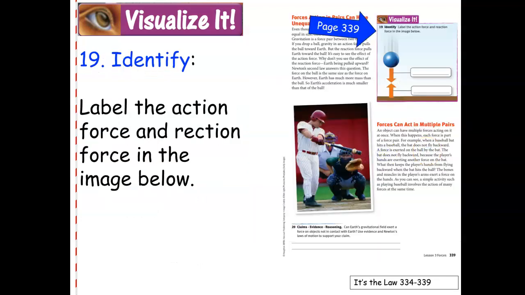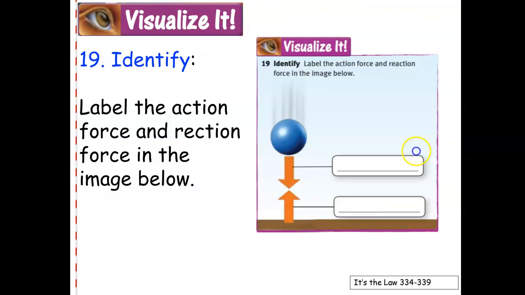19. Label the action force and the reaction force in the image below. So this kind of goes along with for every action, there's an equal and opposite reaction. And so we have a ball falling to the earth in the first image. So the action is that it's falling to the earth, and the reaction is that gravity is pulling on it.